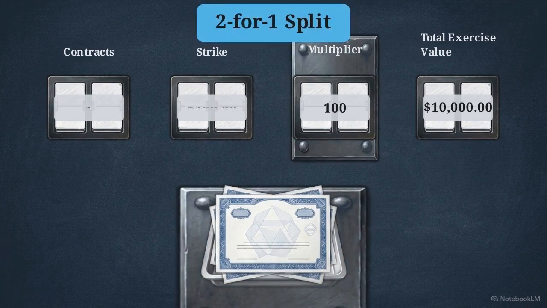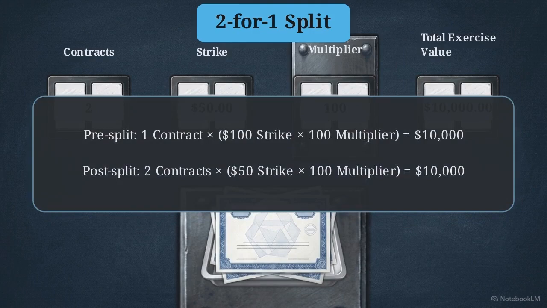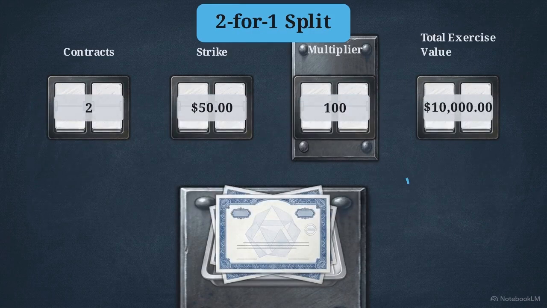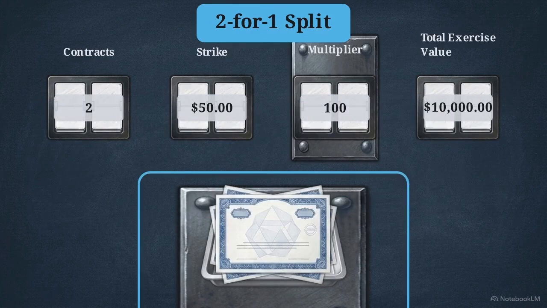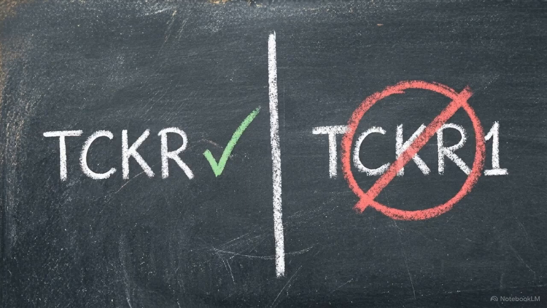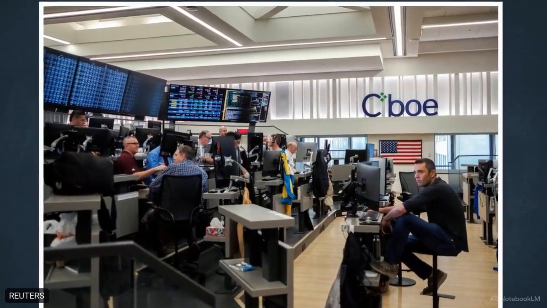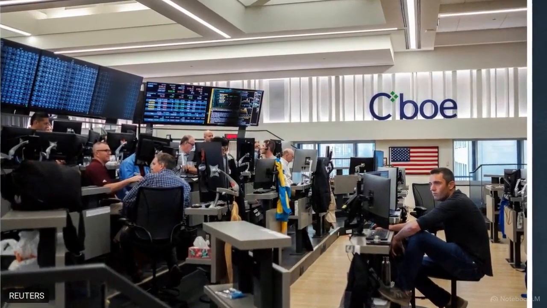When the split occurs, the OCC rebalances. They multiply your contract count, giving you 2 contracts, and divide your strike, dropping it to $50. Because the math divides cleanly, the physical deliverable remains exactly 100 shares per contract. Since the deliverable stays at the standard 100 shares, the exchange doesn't need to create a non-standard ticker symbol. Your position trades normally, preserving full secondary market liquidity.